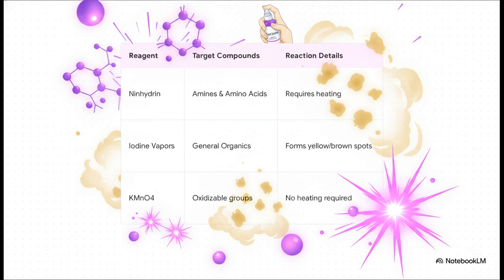For instance, if you're hunting for amino acids, you'd spray the plate with ninhydrin, heat it up a bit, and watch those invisible spots turn a deep, vibrant purple. Or, iodine vapors can temporarily turn general organics a yellowish brown, while potassium permanganate brilliantly reveals oxidizable groups without even needing any heat. It is literally chemistry revealing chemistry.